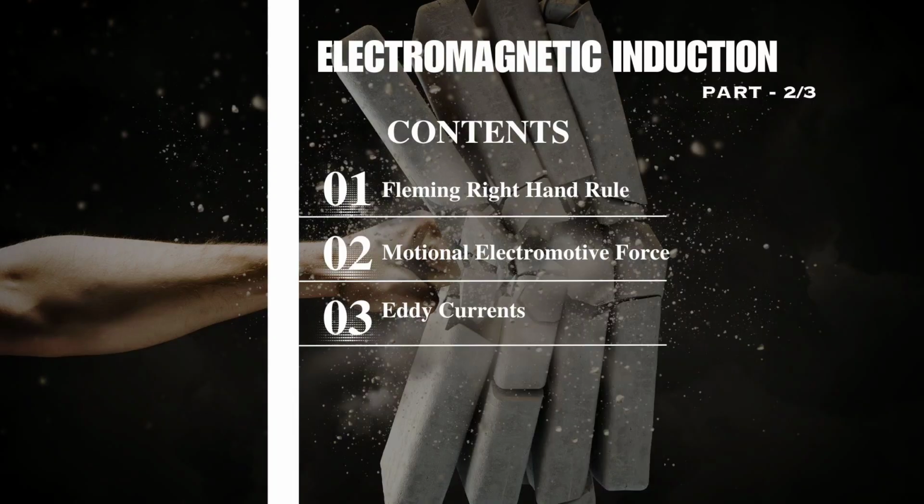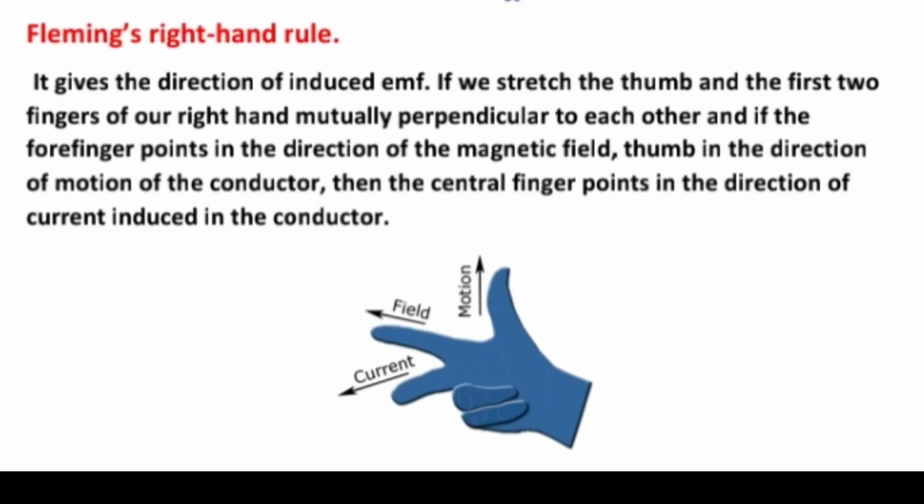This is the second part of the chapter electromagnetic induction. In this part, we are going to study about the motional EMF, eddy currents, its advantages, some disadvantages, and also the most important, what is Fleming's right hand rule. So firstly, we are going to learn about Fleming's right hand rule.